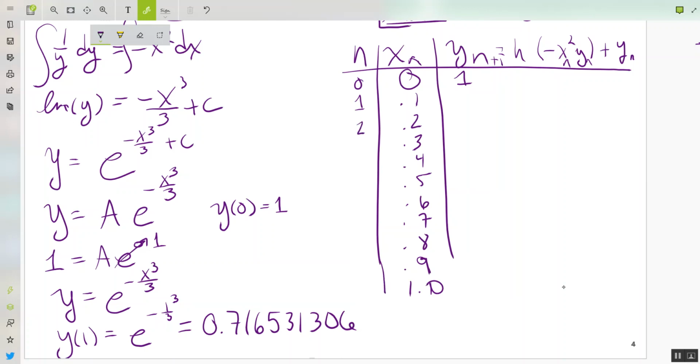Okay. I'm going to set up the first couple of these. So this first one will be 0.1 for h times negative x, which is 0, squared times 1. That's going to be nothing, plus our y value, which is 1. Uh-oh, this might be troublesome because this is going to be 1. But then at the next stage, it'll be 0.1 for our h times negative 0.1, because that's the x value, squared times 1, plus 1.